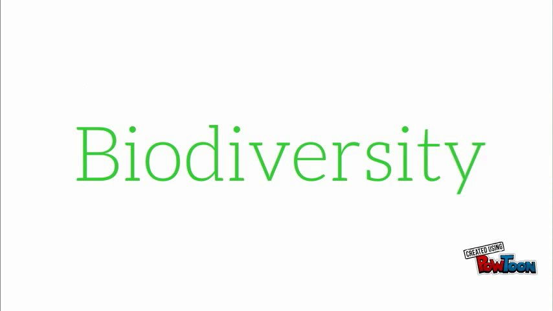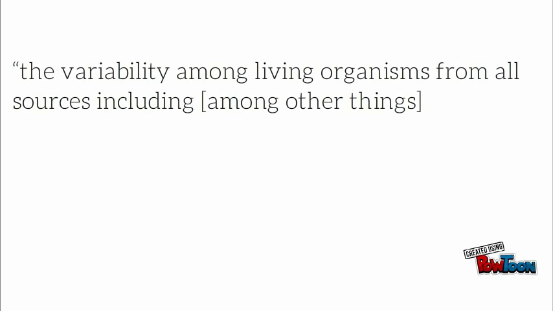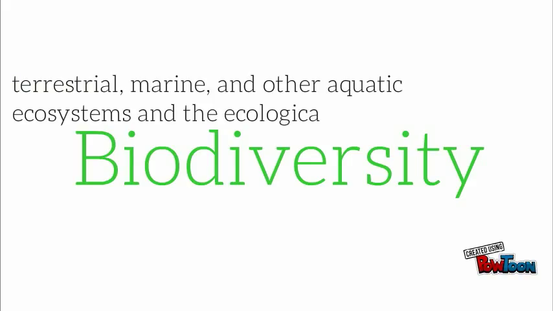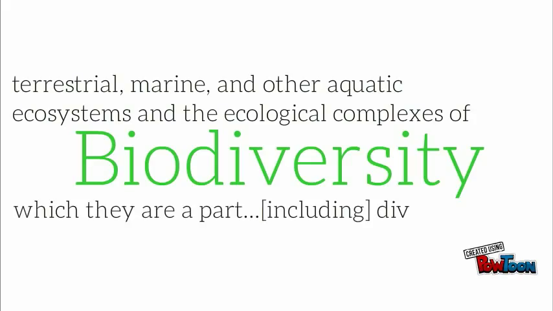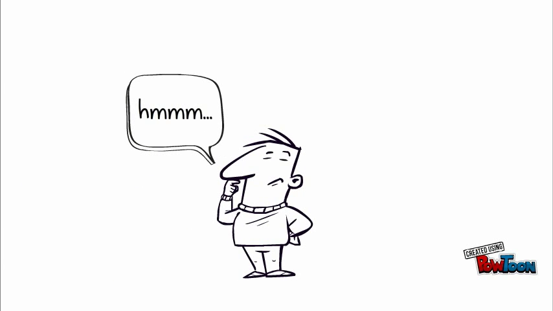The most common definition used to describe biodiversity is the variability among living organisms from all sources, including, among other things, terrestrial, marine, and other aquatic ecosystems, and the ecological complexes of which they are a part, including diversity within species, between species, and of ecosystems. That can be a little confusing though, right? So I'm going to explain it in terms that are a little easier to understand.